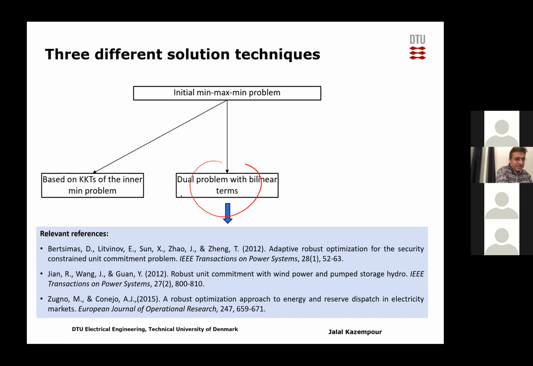The other one is replacing the inner problem by its dual, but the problem is that we will have bilinear terms. Again, we may need iterative solutions. It seems that it's the most popular technique to solve adaptive robust optimization. You can check these 3 papers from Bertsimas et al., Jiang et al., and Marcos Zugno et al. that use that technique.